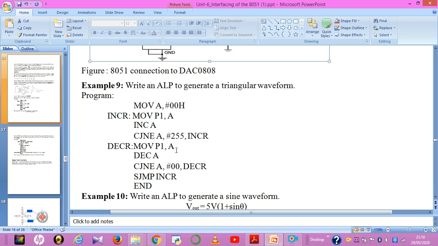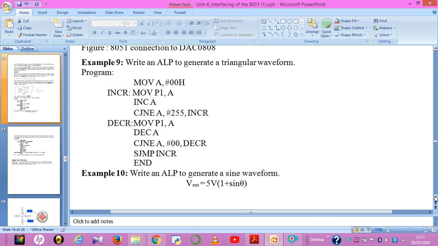So I was sending MOV P1, A. So it takes 255 now. In the previous increment, it reached 255. From 255, check for 00. Every time it decrements by 1. After reaching 00, it comes out of the loop. Okay, this is the logic you have to use.